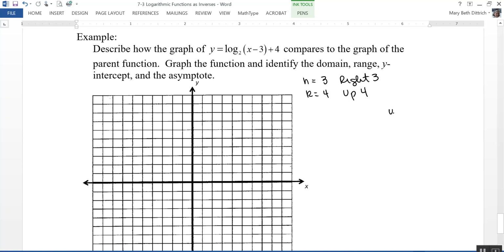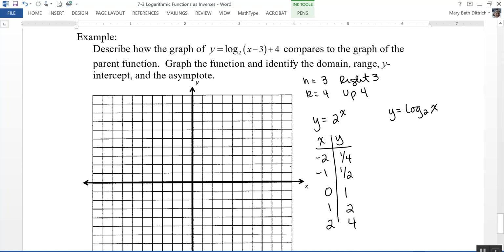So my parent function is y equals log base 2 of x, and that's going to be the inverse of y equals 2 to the x. So I'll make a table of values for that, which you should be pretty familiar with now. Negative 2, 1/4; negative 1, 1/2; 0, 1; 1, 2; 2, 4; and I'm going to go out one more, 3, 9. And then the parent function for y equals log base 2 of x is going to be those x's and y's switched. 1, 0; 2, 1; 4, 2; and 9, 3.